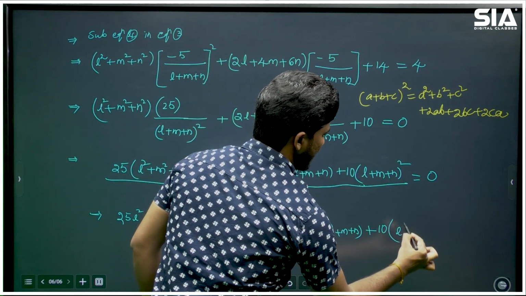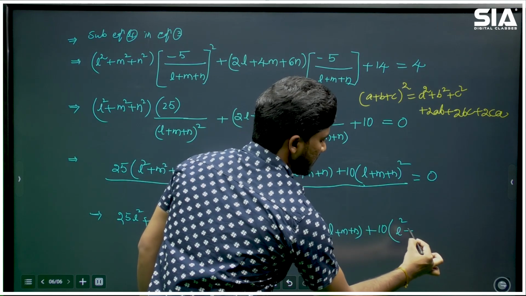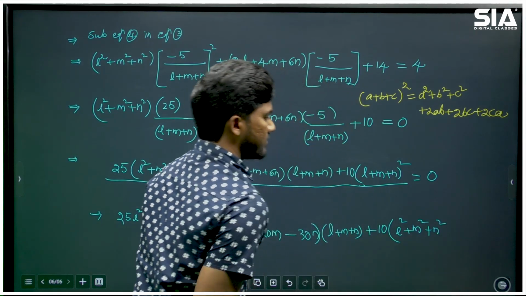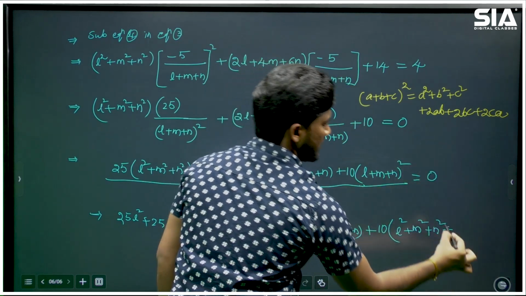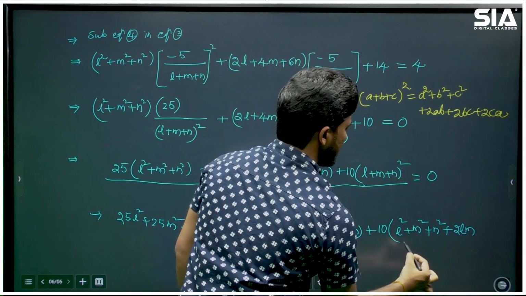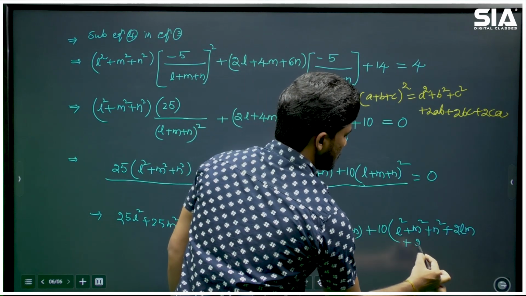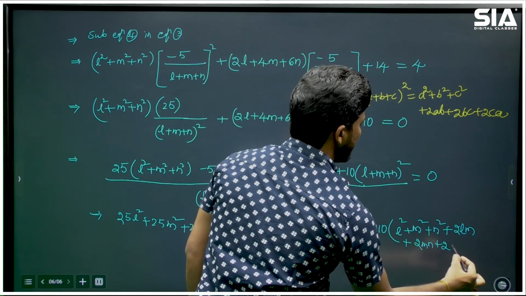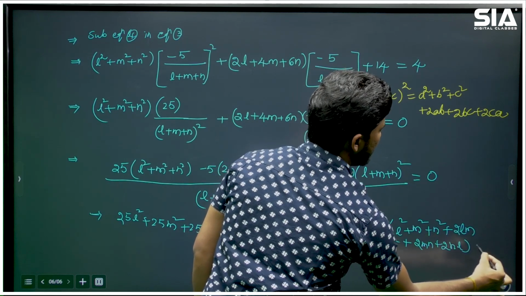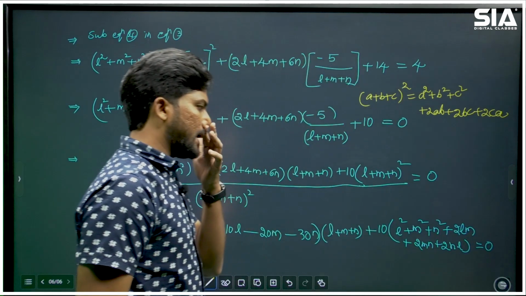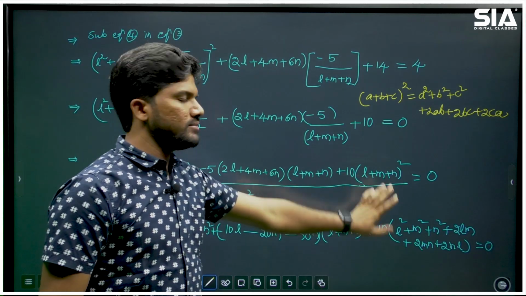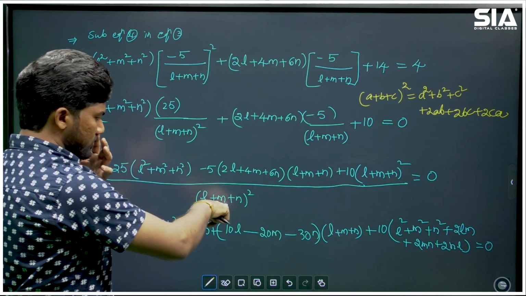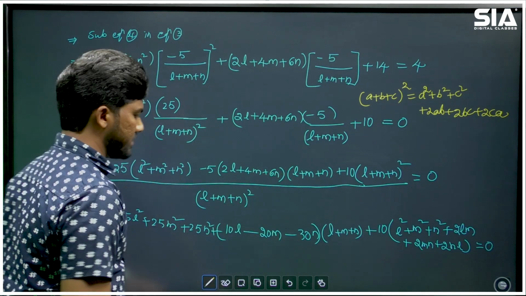So according to that formula, A square means L square, plus B square means M square, C square means N square, plus 2AB, 2LM, plus 2BC, 2MN, plus 2CA, 2NL, equal to 0. This is the expansion of the last term, L plus M plus N whole square, equal to 0. Now, if you send this denominator value to RHS, 0 into something is 0.